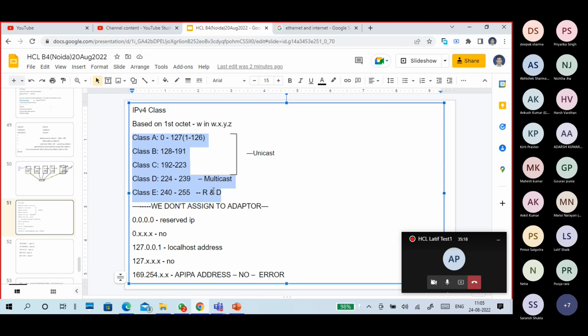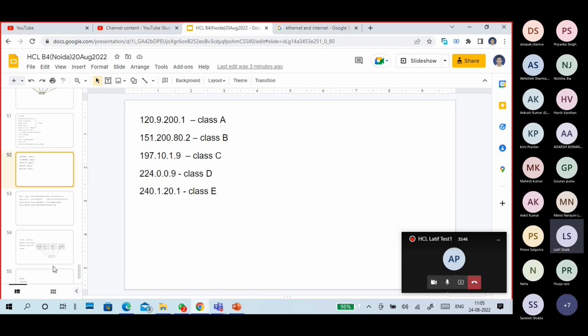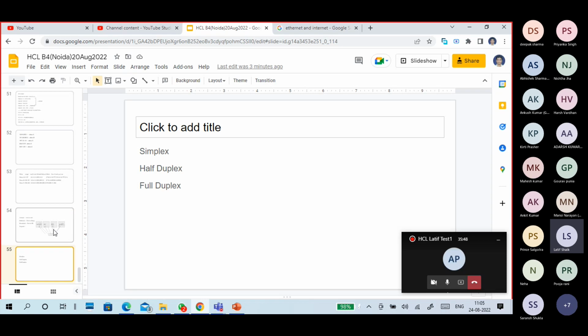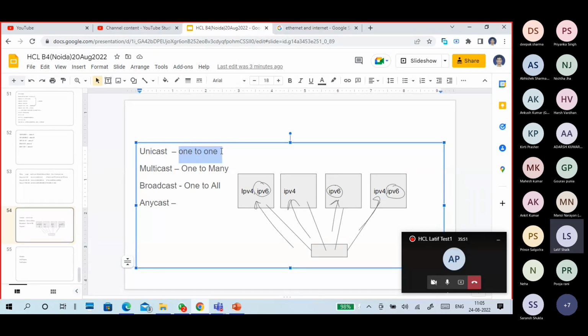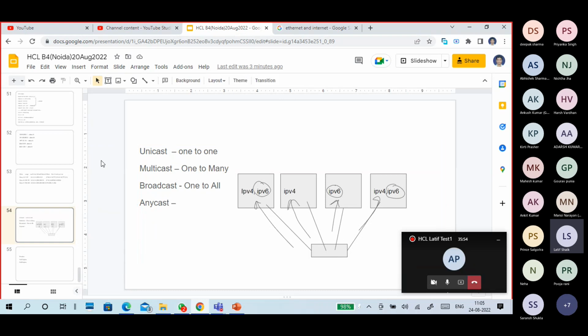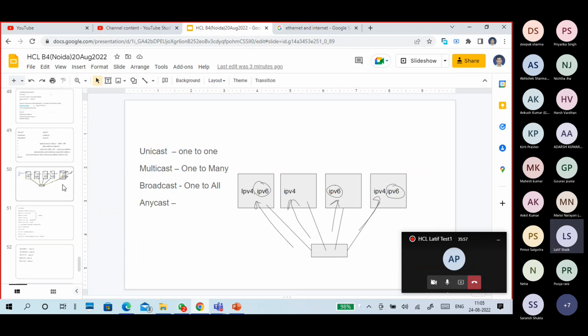These are the five classes: Class A, Class B, Class C, Class D, Class E. Class E is R&D, Class D is multicast. So Class A, Class B, and Class C are unicast. Someone asked me yesterday, what is multicast and what is unicast? I said one to one. But exactly what that means, let's understand like this.